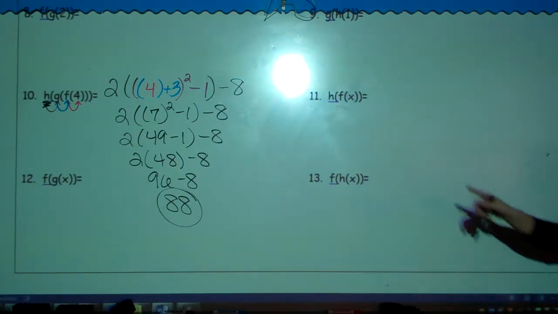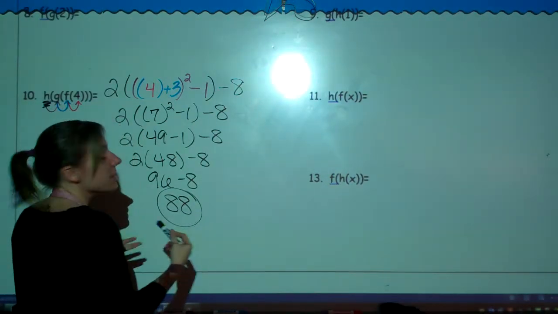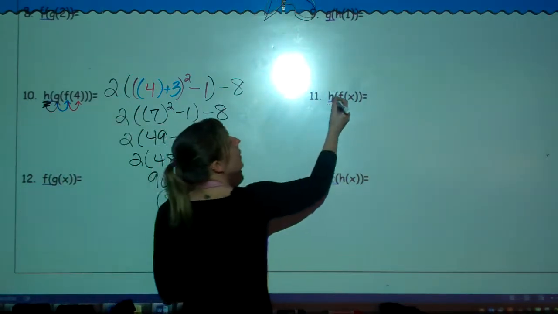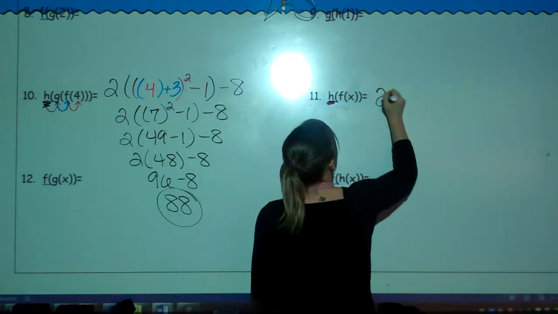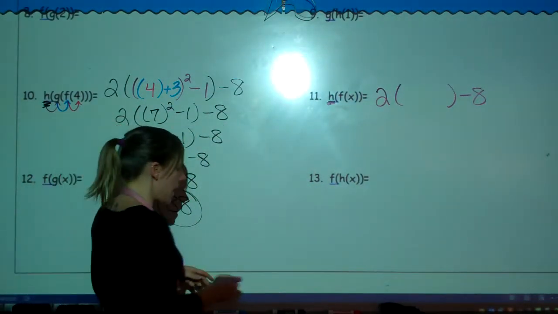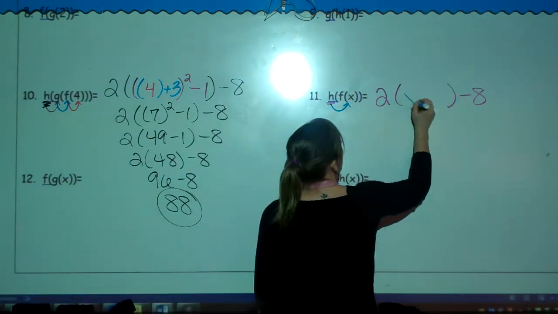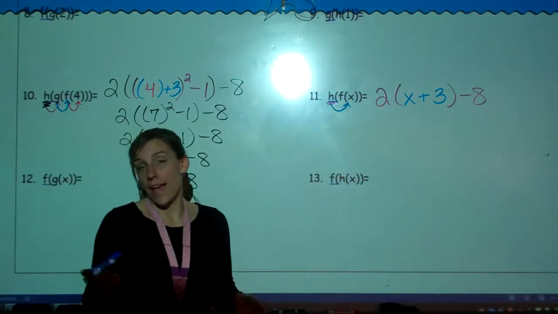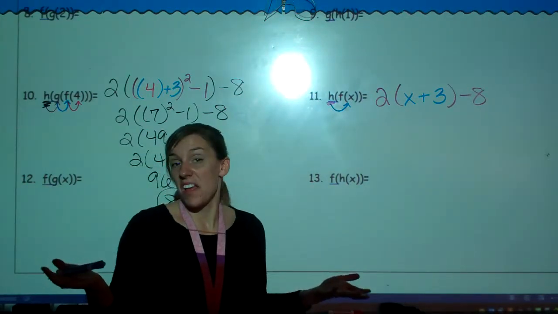Alright, so now it changes gears a little bit where you actually don't have a number and you just simplify things. I actually think it's a little bit easier. Okay, but it approaches the same way. So you start with your h function in number 11, which is 2 times x minus 8. So I leave that blank for that x. And then you put in your f function. Well, your f function is just x plus 3. But the nice thing about this one is that you actually don't have to put in a value. You can just distribute and simplify it a little bit, and then you're done.